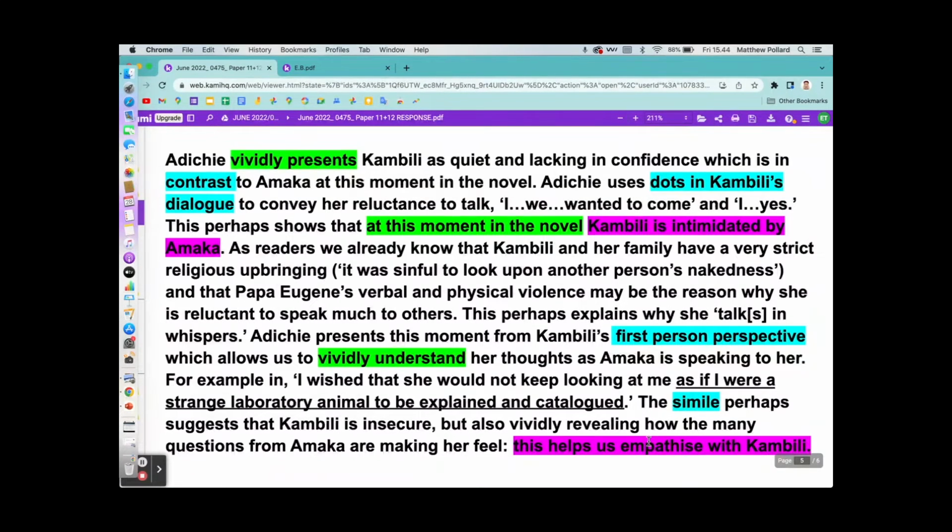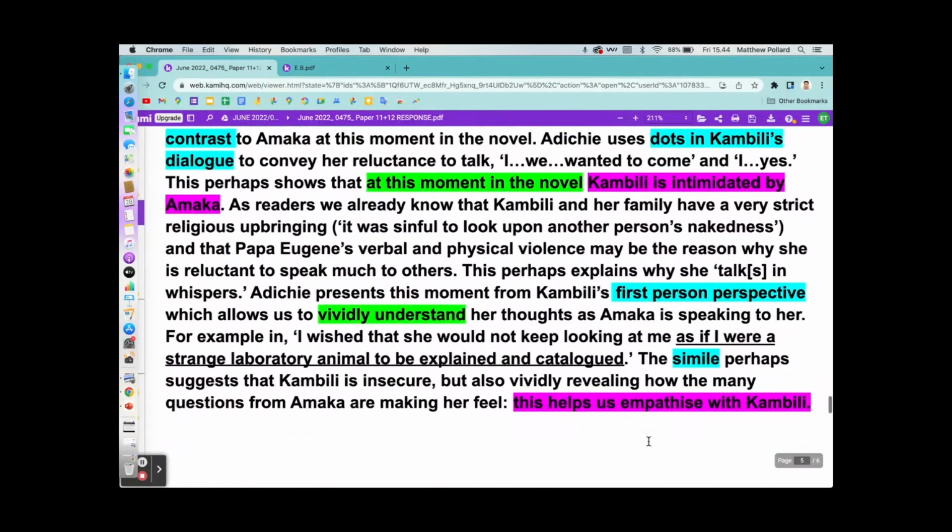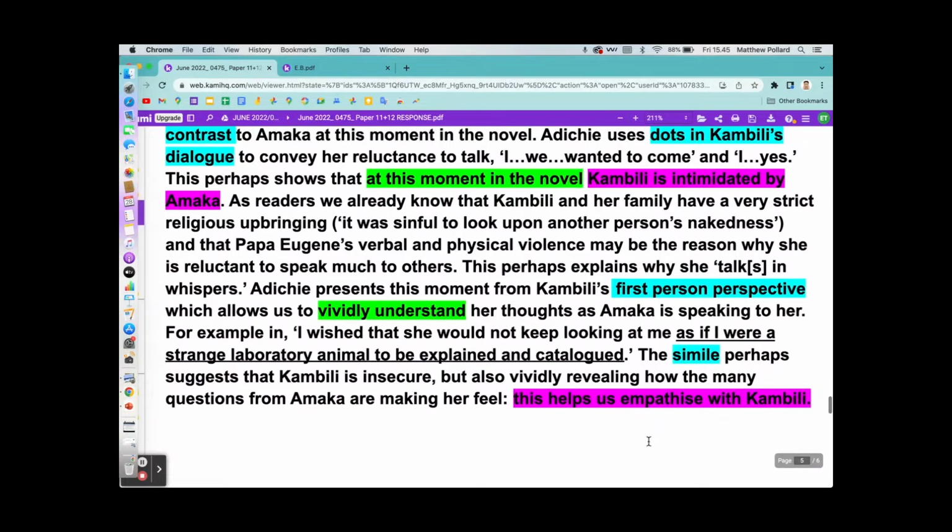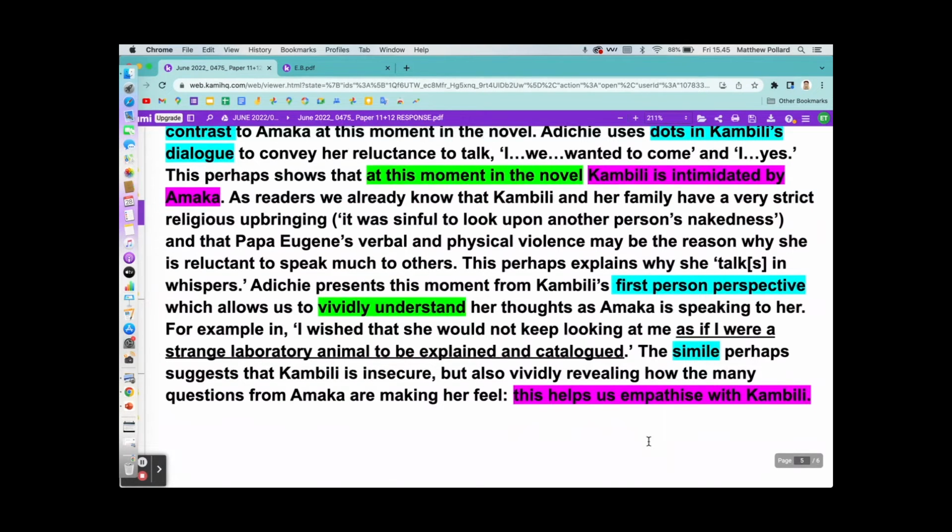For example, in "I wished that she would not keep looking at me as if I were a strange laboratory animal to be explained and catalogued." The simile perhaps suggests that Kambili is insecure, but is also vividly revealing about how the many questions from Amaka are making her feel. This helps us to empathize with Kambili.